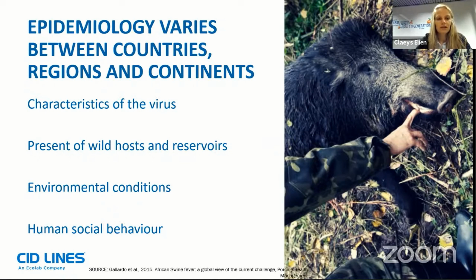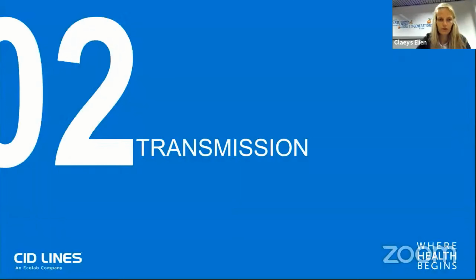So we have different characteristics of the virus. It can be present in wild animals, and wild animals can be a reservoir as well. So then I can talk about wild boars, but also on birds, insects, or other kind of animals. It survives in environmental conditions, and it has a kind of a human social behavior. So it's really important that we prevent and control the disease to make sure that we don't introduce it to our farm and that we even don't spread it on our farm.